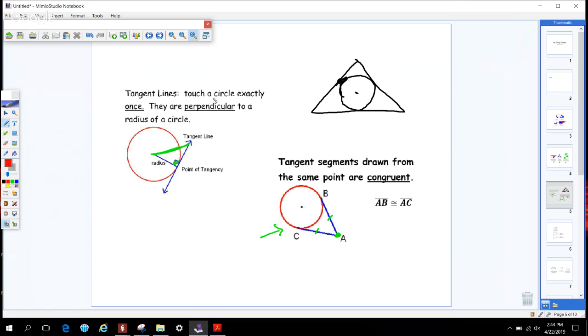What they'll do is they'll tell you something like, this measure is 5, this entire measure is 12, and this measure is 7. Let's make it 8. How long is the perimeter? This will be an example of a question you might see.